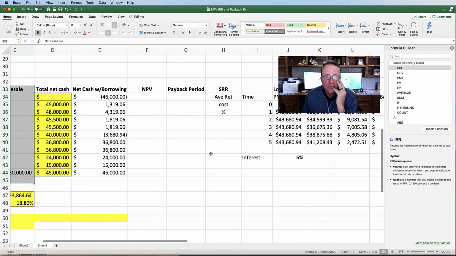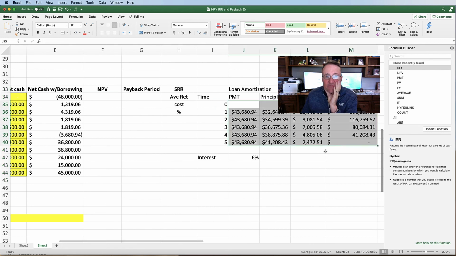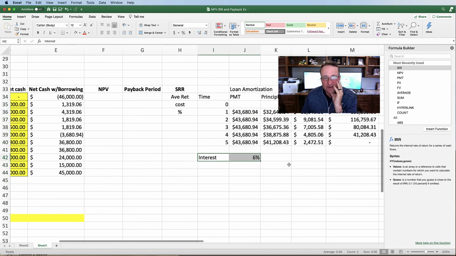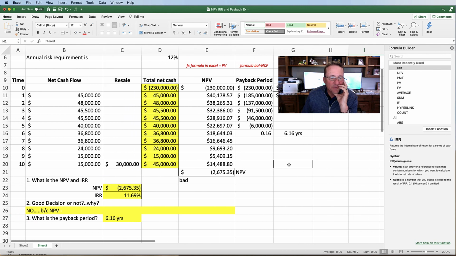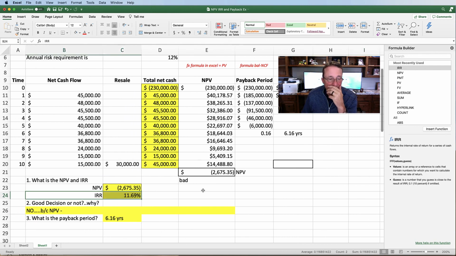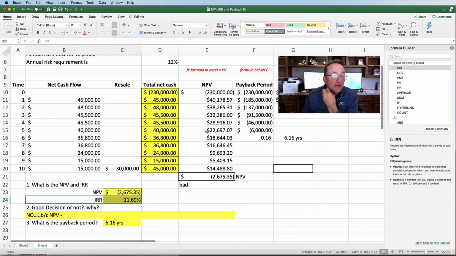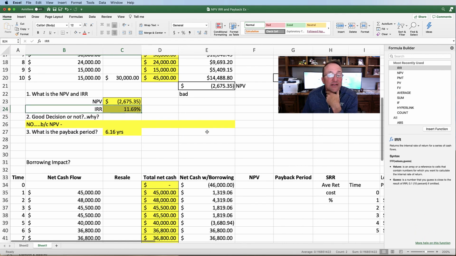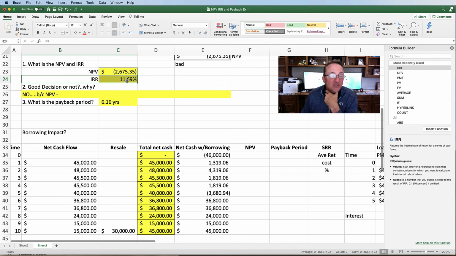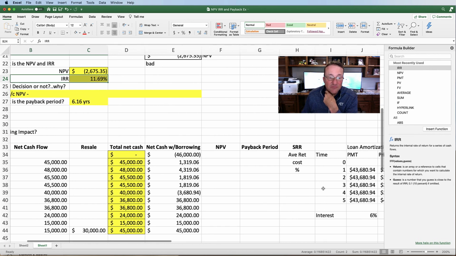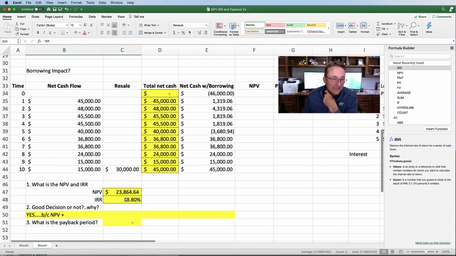Now, you may say, hold on, same deal, same cash flow, nothing really changed. All we did was mess with the borrowing of that money. Well, we borrowed at a rate of 6%. Remember, your business is earning 11.69%. Now, we require 12%, so by itself, it's no good. But if you can borrow that money at a cheaper rate than you're actually earning, then it's going to raise the net present value, which it did. And it's also going to raise the internal rate of return.